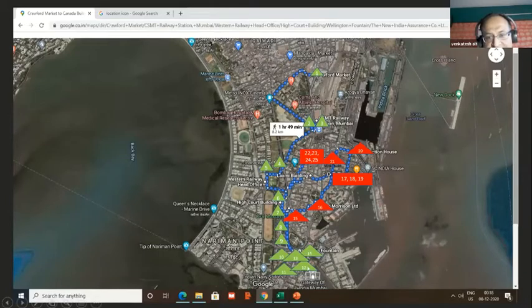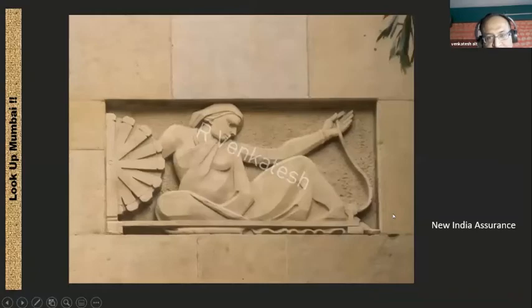So far we have covered so many places. We have covered about 14 places. We have 4 or 5 more to go. So we'll rush along. So this is where we are. We are somewhere near Kala Ghoda, and we are at Wellington, walking towards New India Assurance. So we will look at New India Assurance.